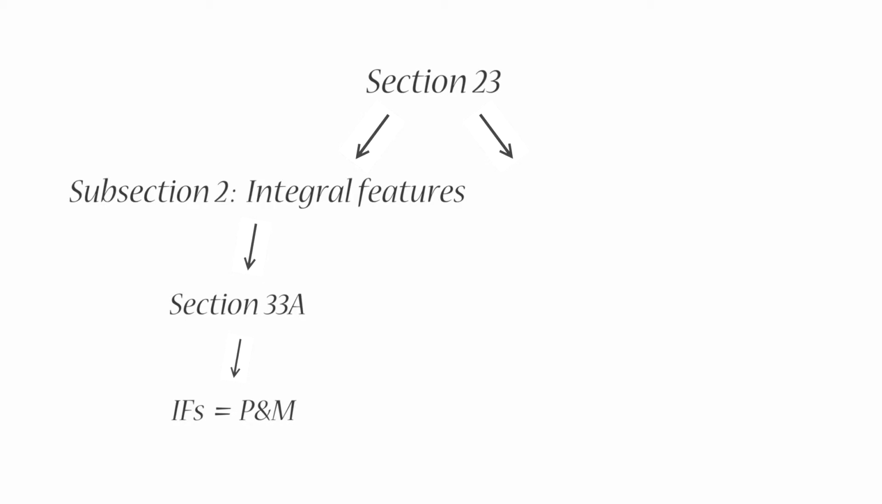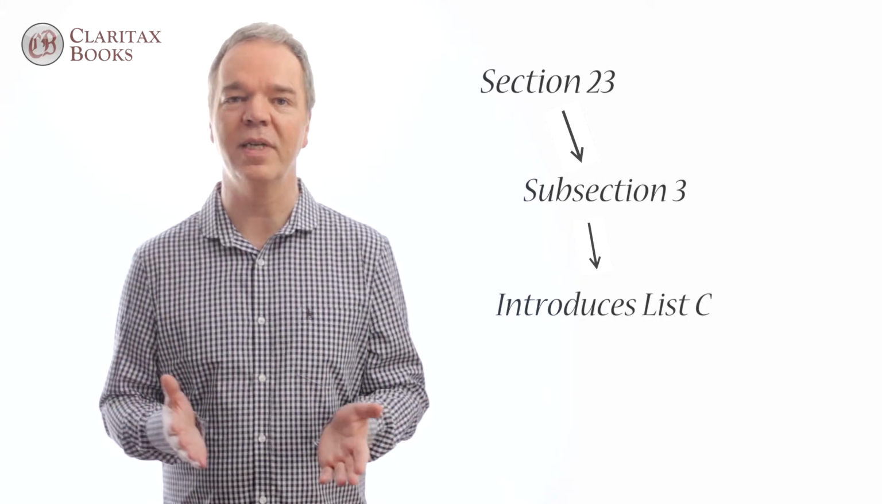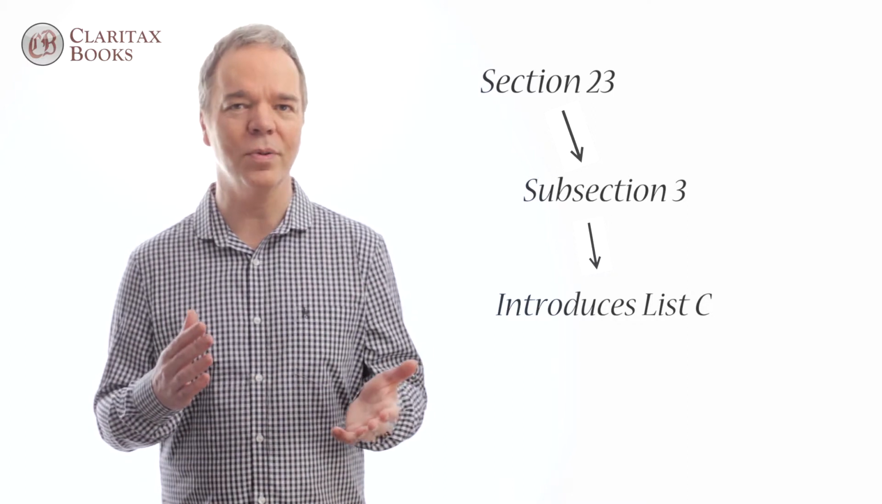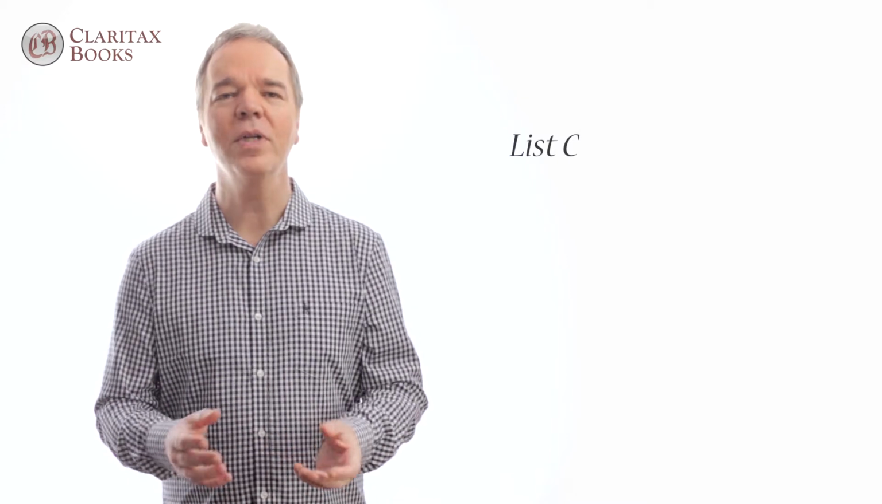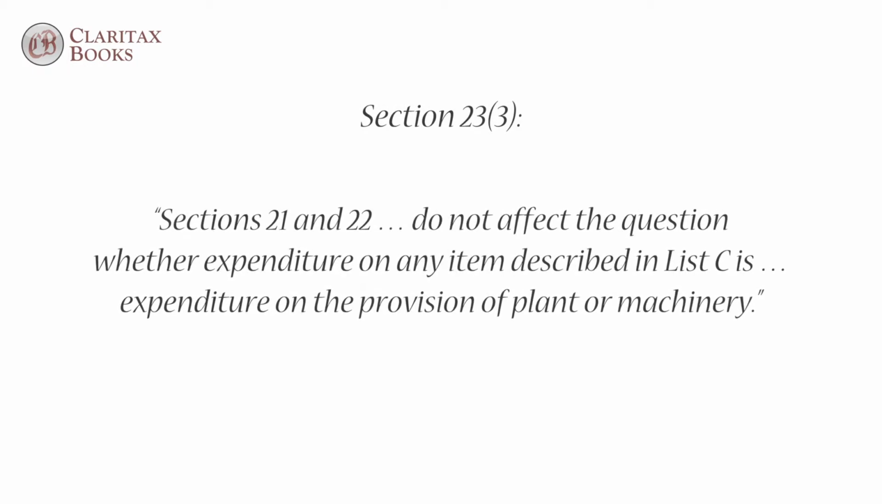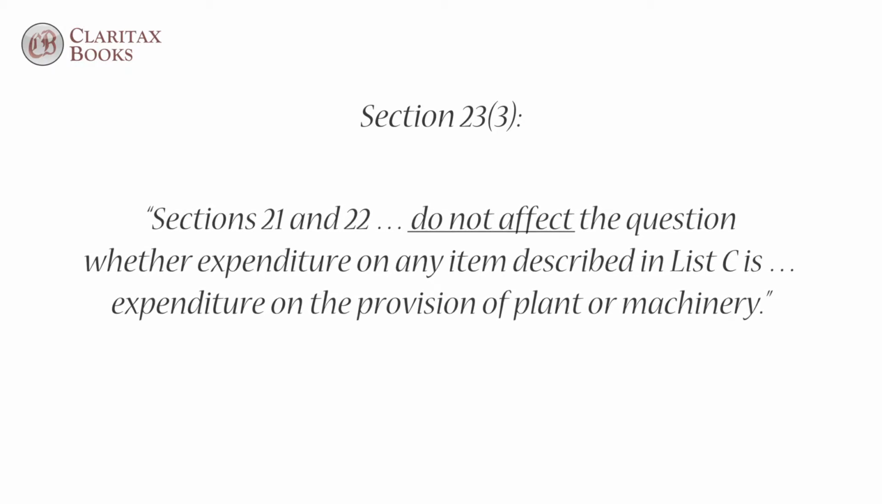For now, though, I'm going to focus on List C, which is introduced by subsection 3. List C is too long to reproduce here on screen, but if you have the Capital Allowances Act to hand, you may like to pause the video and find section 23. Rather than working through every item of List C, I want to bring out some general principles as to how it works. The key point is that the effect of being included in List C is that a given asset is freed from the statutory restrictions of sections 21 and 22.